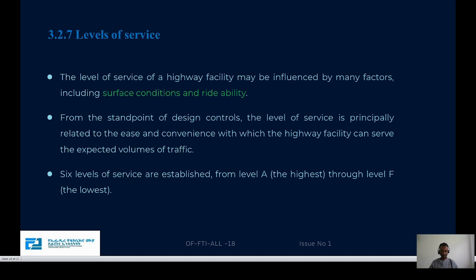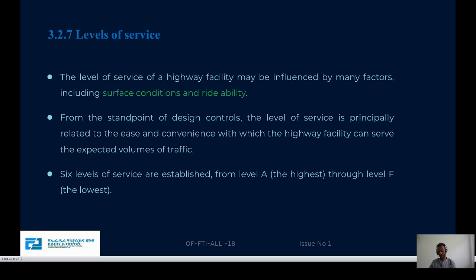The other one is the level of service. The level of service of highway facilities is influenced by many factors, including surface condition and rideability. From the standpoint of design control, the level of service is principally related to the ease and convenience of the highway facilities and the expected volume of traffic. There are 6 types of level of service.